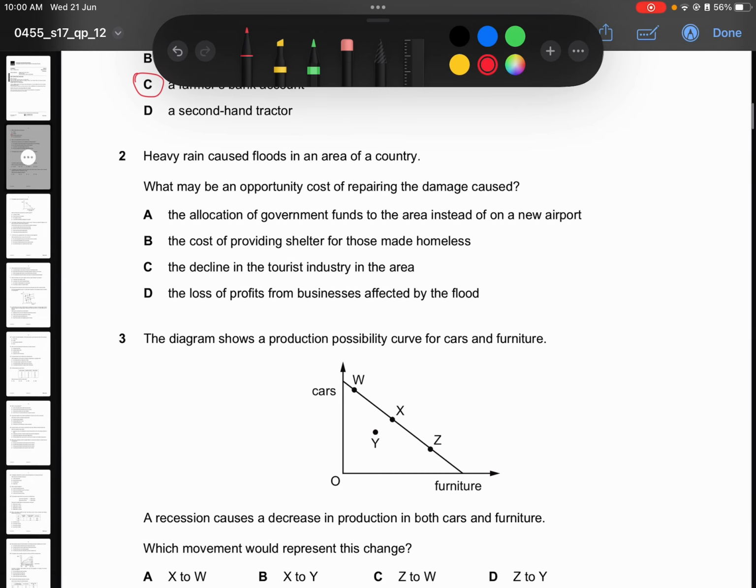Moving on. Heavy rain caused floods in an area of a country. What may be the opportunity cost of repairing the damage caused? Now, opportunity cost is the next best alternative. So the option is allocation of government funds to the area instead of a new airport. So the government has to spend its funds on repairing the damage caused by the flood instead of building a new airport. So the airport was the opportunity cost, because if they hadn't used their funds for the floods, they would have used it for the new airport. Hence, option A is correct.